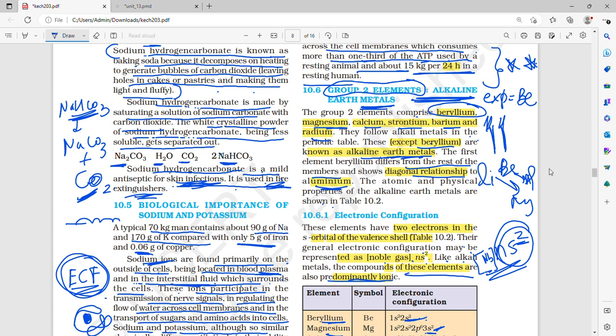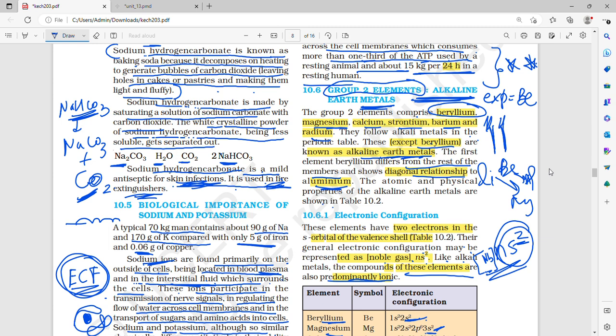So in the earlier video we did group 1 elements entire revision. In this we are going to do group 2 elements, that is alkaline earth metals. So group 2 elements include beryllium, magnesium, calcium, strontium, barium and radium. Out of these, all the elements except for beryllium are called alkaline earth metals.